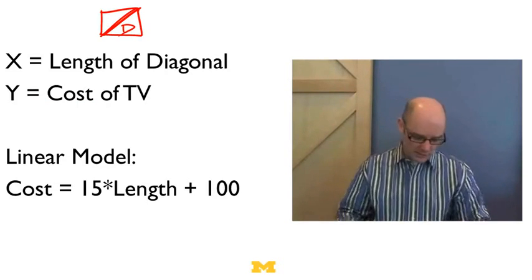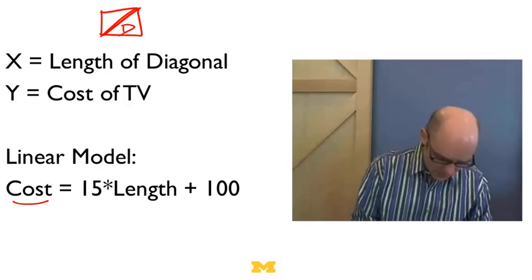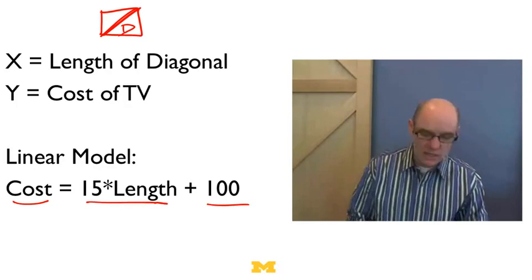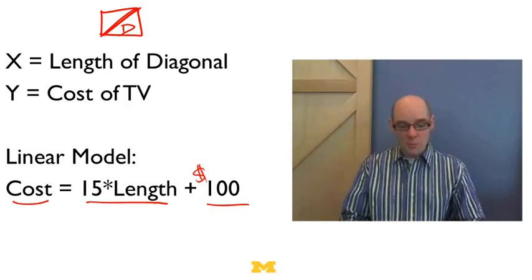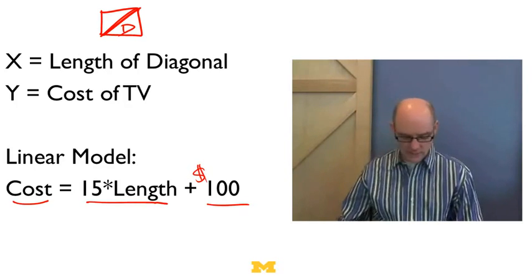And suppose you say, here's my linear model. I think the cost is 15 times the length in inches plus $100. So I can put a dollar sign here to show this is $100. So that could be my model of what it costs for a TV.